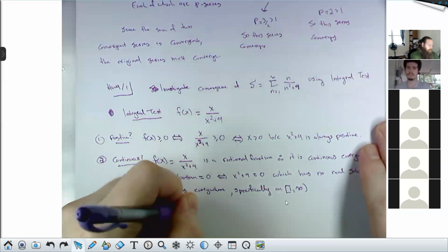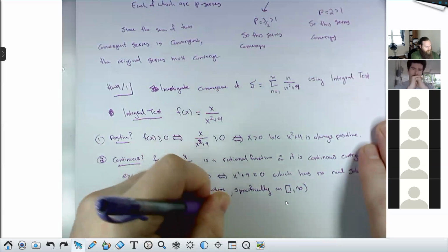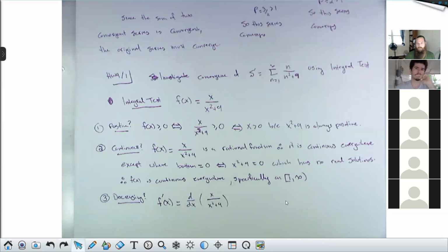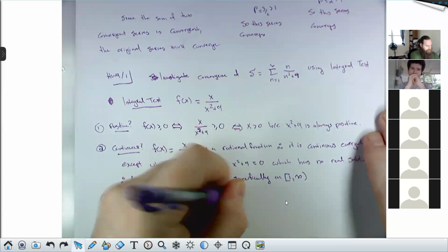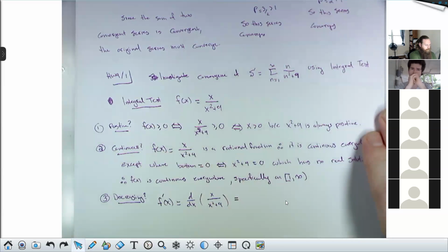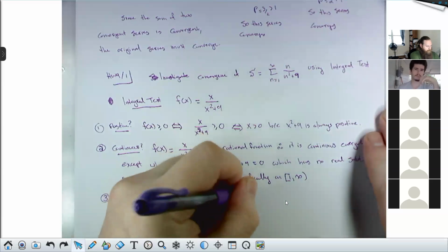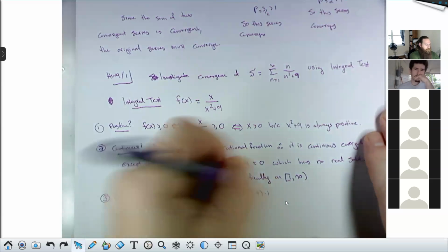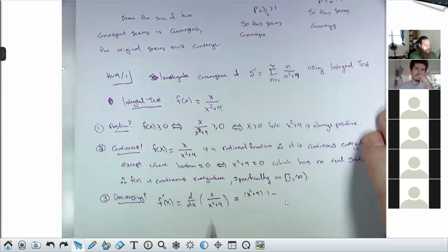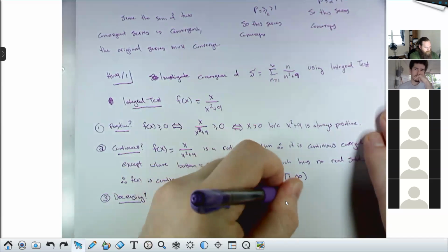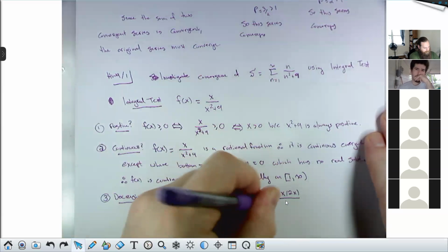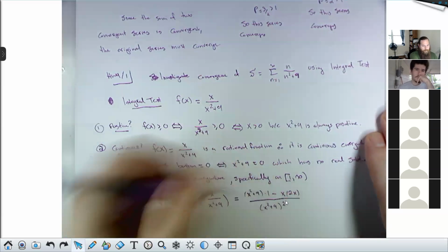f prime is d/dx of x over x squared plus 9. And this is one of those rare cases where I actually endorse use of the quotient rule. I think this is an appropriate problem to use the quotient rule on. If we do that, we have the bottom times the derivative of the top, which is x squared plus 9 times 1, minus the top times the derivative of the bottom, x times 2x, all divided by x squared plus 9 quantity squared.